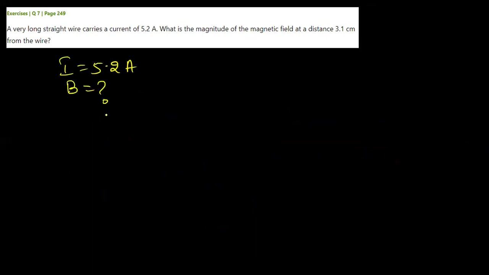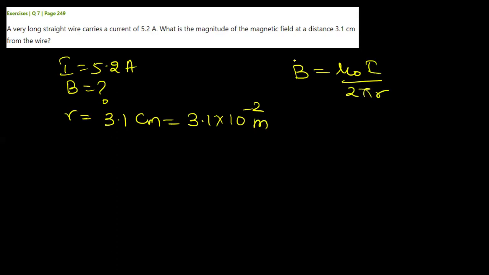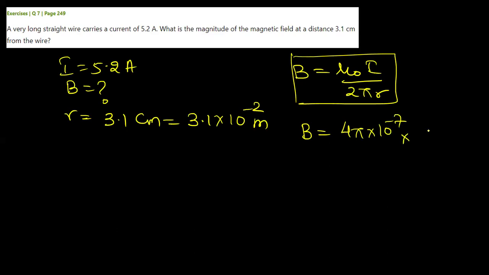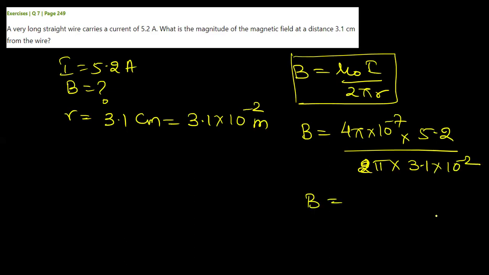What is the magnitude of given? 3.1 centimeter. So convert centimeter to meter: 3.1 into 10 to the power minus 2 meter. Again, B will be equal to mu naught I upon 2 pi R. Same Ampere's law formula. So B will be equal to 4.2 divided by 2 pi into 3.1 into 10 raised to minus 2. So just solve this, you get the value for magnetic field.